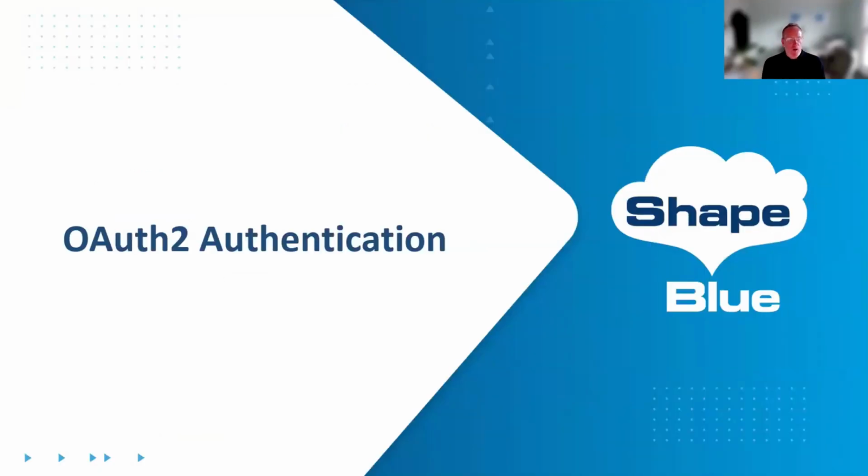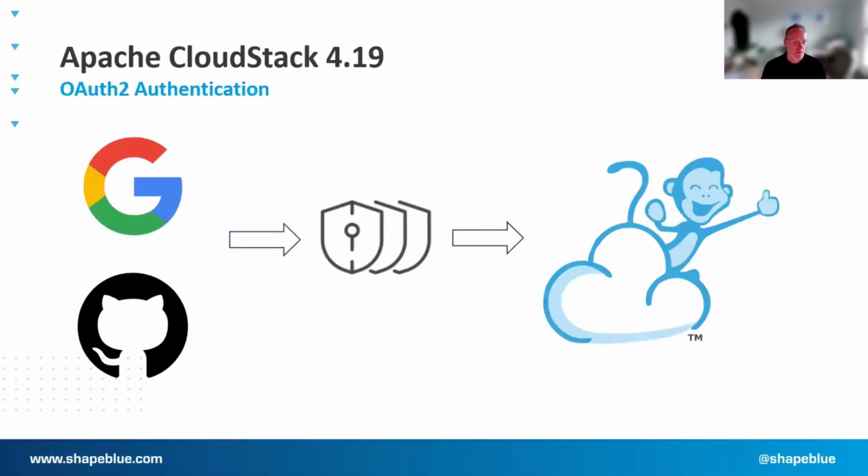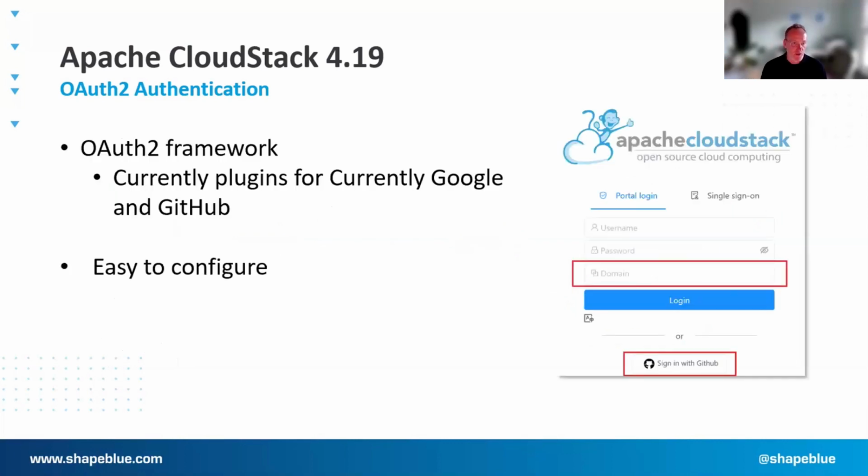Okay, nearly there with the features that Marco and I have chosen. OAuth 2 authentication, just to make life easier for people. Again, this is a framework. An OAuth 2 authentication framework has been created, which would allow any OAuth 2 provider, as long as a provider could be written for it, to be used for authentication in CloudStack. At the moment, there's support for Google and GitHub, I believe, but we're expecting other community members, other users, to create some other providers that suit them in the future.